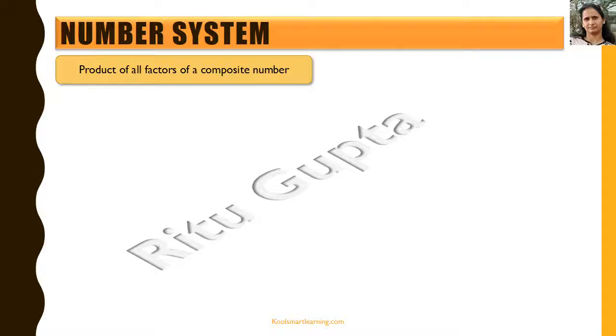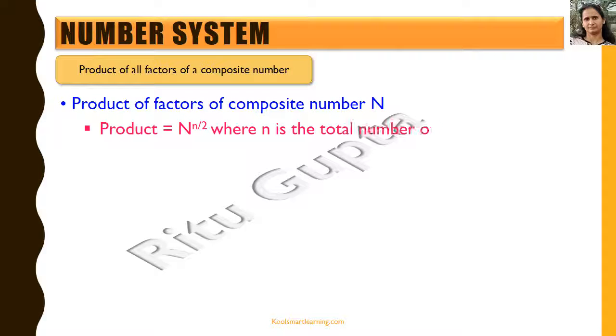So now let's look at how we find the product of all the factors of a composite number. We take the composite number as capital N, and the product of all the factors of this composite number N is always given by capital N raised to power small n by 2, where small n is the total number of factors of N, which we have just seen how to find out. Now if we know the total number of factors of N, we can find out the product of all its factors.